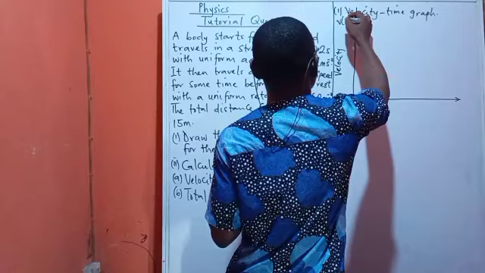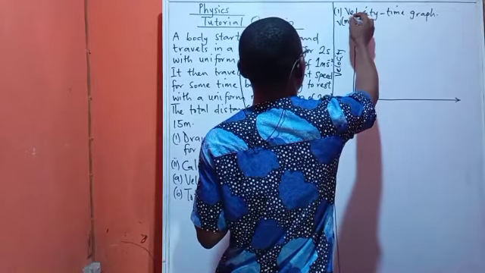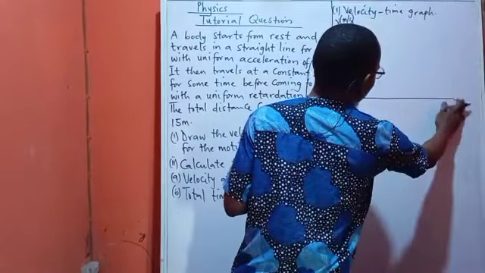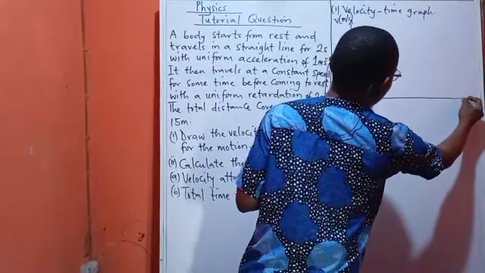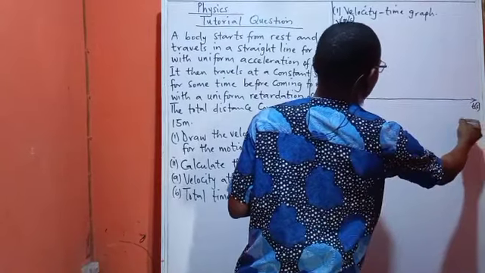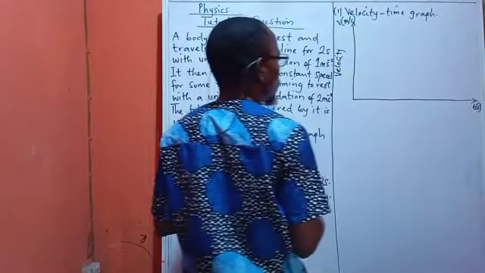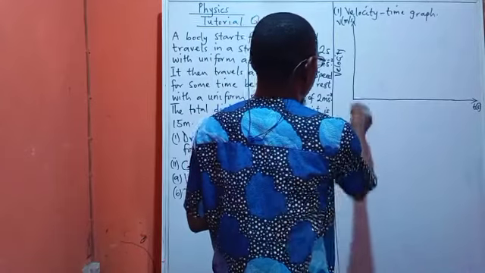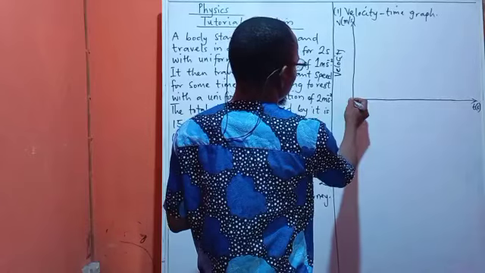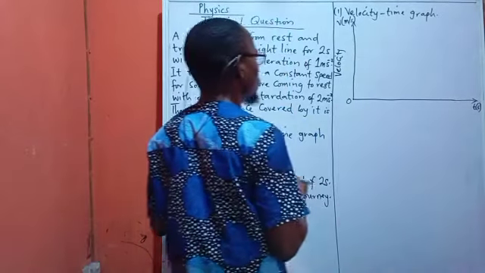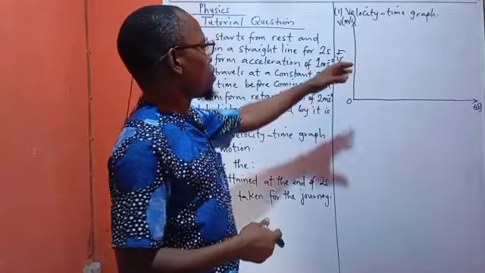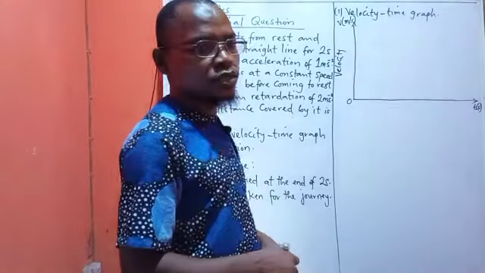So this line here is for our velocity. The symbol is V, the unit is meter per second, and this horizontal line is for our time, which is in seconds. And the region here where they meet is our 0. So let's now interpret this question and put it on the velocity time graph.